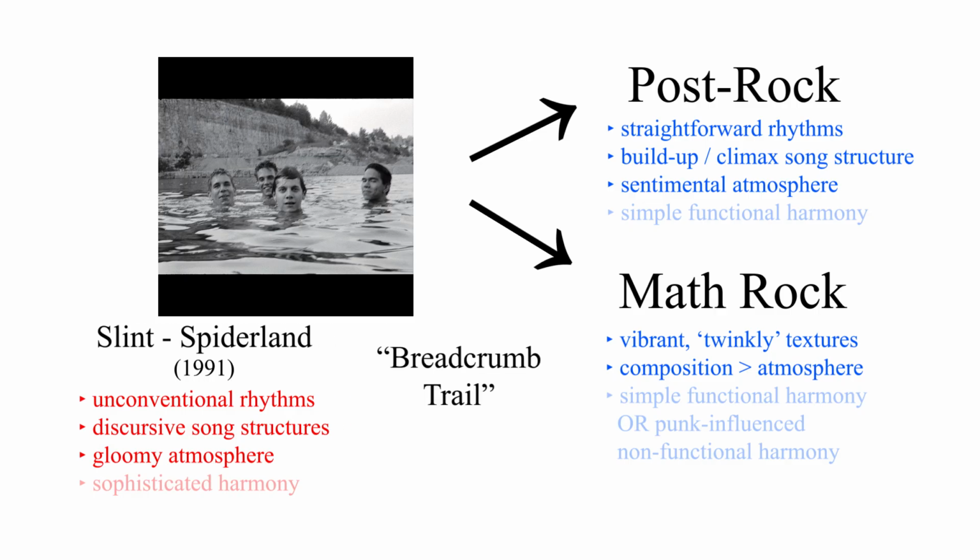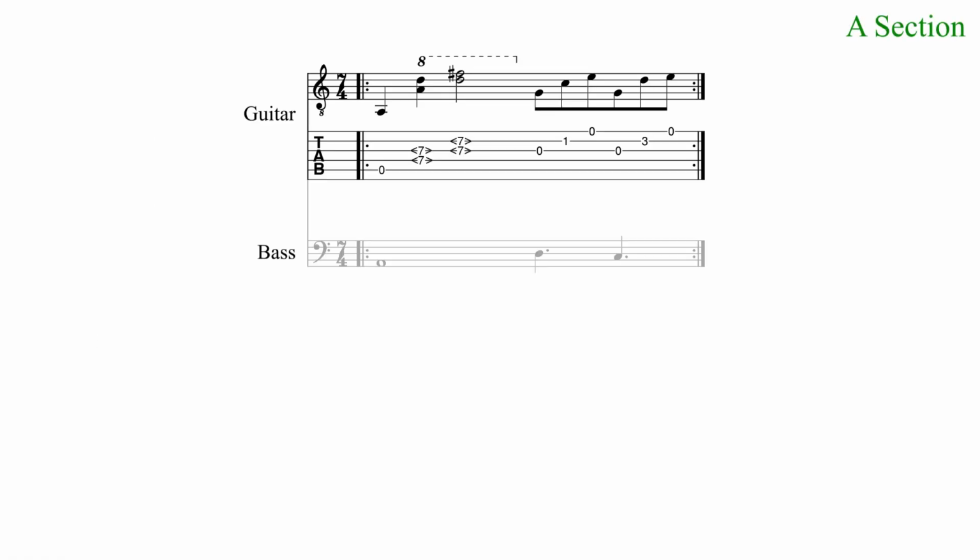On the song Breadcrumb Trail, they use this distinctive sense of harmony, alongside a very deliberate arrangement, to mirror the narrative shape of the song's lyrics, resulting in an intense and evocative musical journey. Let's take a listen. The song starts with a repeated guitar riff in 7/4, combined with a simple bass melody.